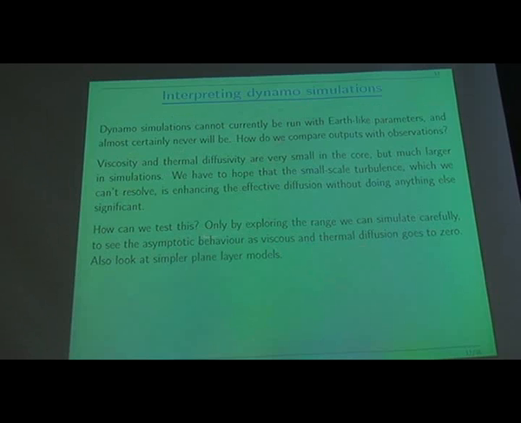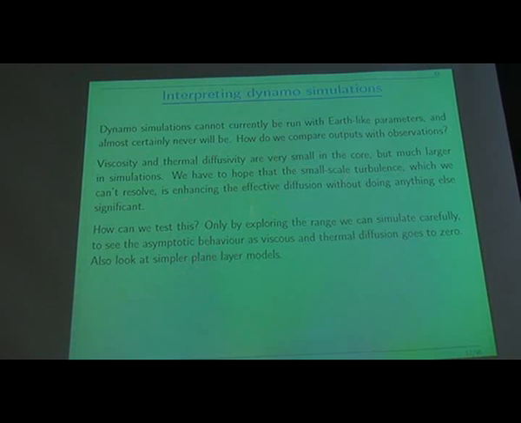Right. So we've got these dynamo simulations and they're coming out, but then there's a question of how do you actually interpret what's coming out of these models? How do we compare the outputs with observations? If we were running with Earth-like parameters, there would be no problem. The outputs should agree with the observations. But because the viscosity and the thermal diffusivity are very small in the core, much larger in the simulation, we can't resolve that small turbulence.